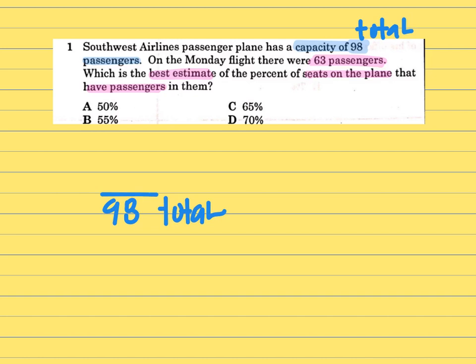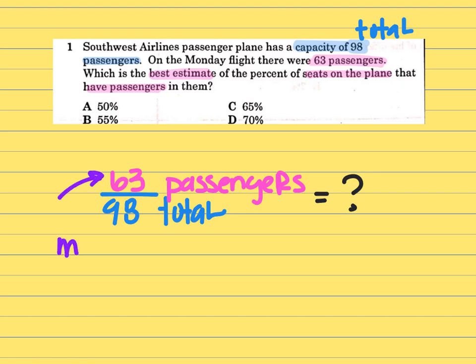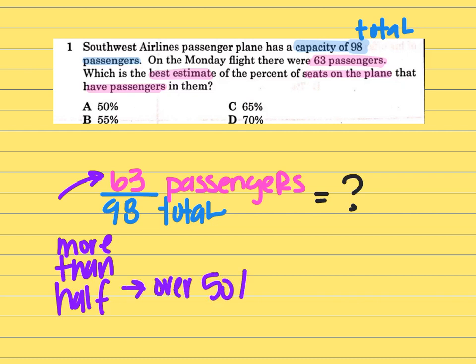And then 63 people were actually there. And we're trying to figure out what is the percentage. Now, to do that, you simply just do division. You do top in, bottom out, if some know that strategy. Another thing to realize is when you look at this, it is way more than half. More than half of the seats are filled, so that means your answer has to be over 50%.